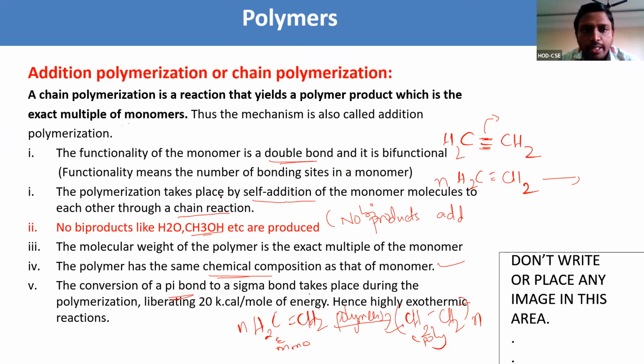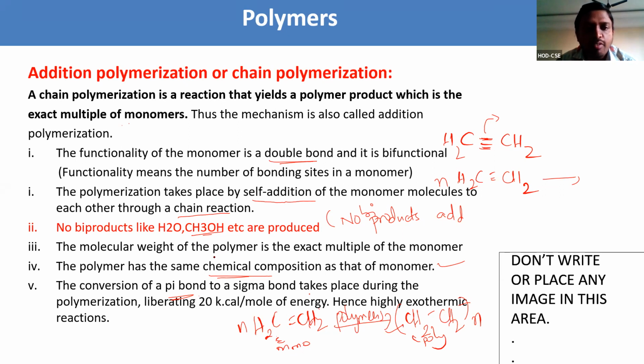Here it takes place by the self addition of monomers to each other through a chain reaction. There are no byproducts produced in addition polymerization, no byproducts like H2O, CH3OH, etc. are produced during this process, chain polymerization.